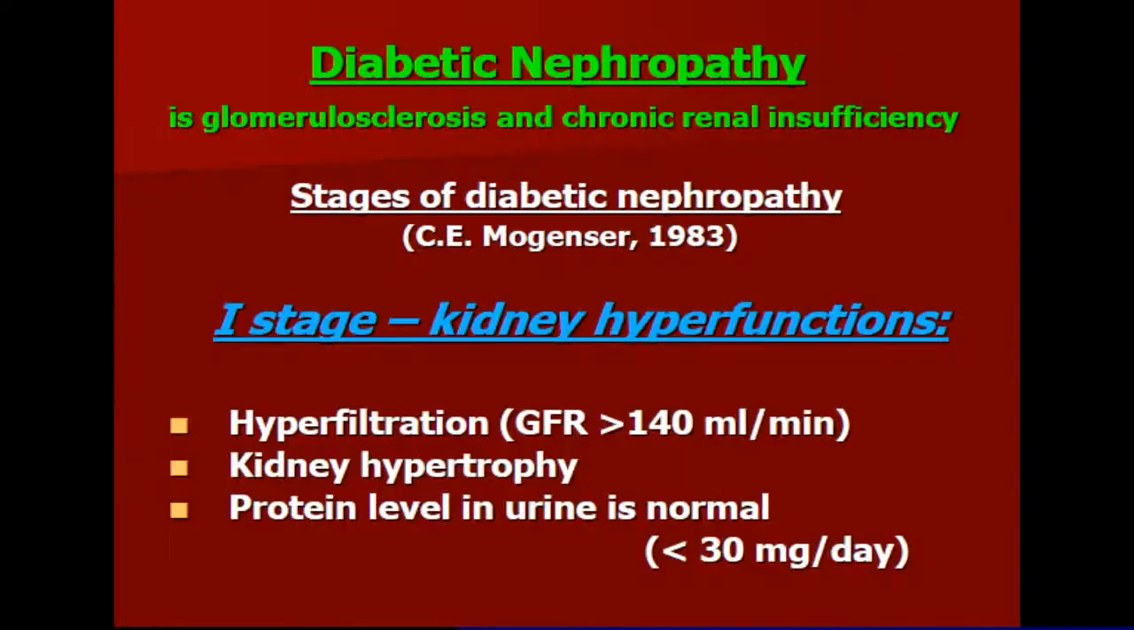The next complication, diabetic nephropathy, is glomerulosclerosis and chronic renal insufficiency. Stages of diabetic nephropathy. First stage, kidney hyperfunction, hyperfiltration, glomerular filtration rate more than 140 ml per minute. Kidney hypertrophy, and protein level in urine is normal, less than 30 mg per day.